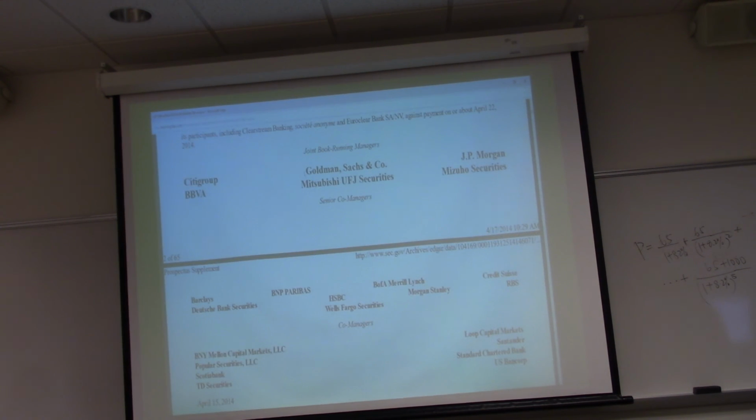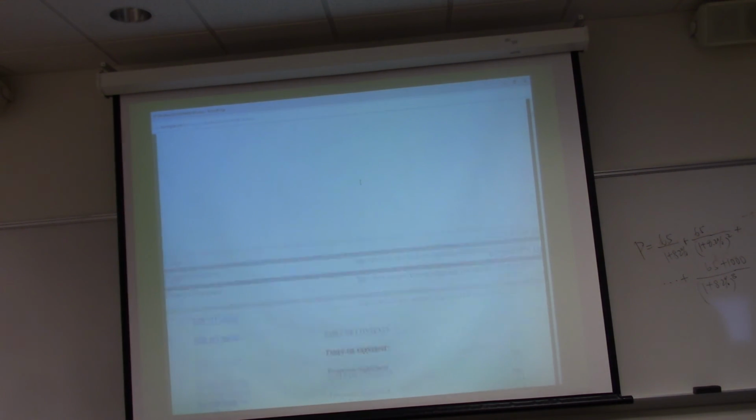Okay, so a lot of underwriters for this. But there are the big ones, I guess. Those listed on the top are the major underwriters. And they have some book running managers. I don't know the details, but this is the information.